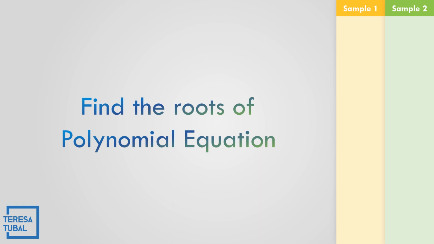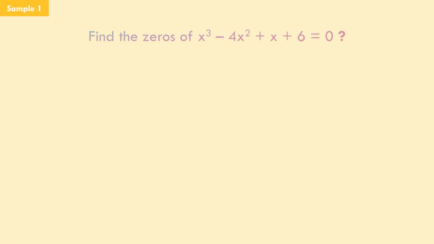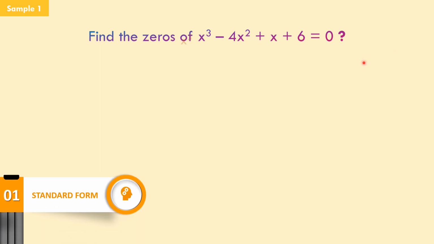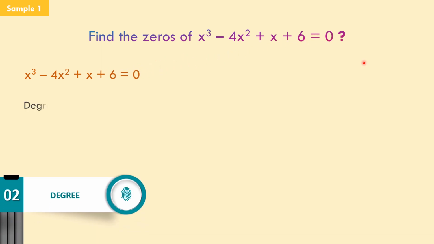Let us apply the different steps in finding the roots of a polynomial equation. Find the zeros of x cubed minus 4x squared plus x plus 6 is equal to 0. Let us rewrite into the standard form. But as you can see, it is already written in standard form. Okay, next, what is the second step? Let us identify the degree of the polynomial. The highest degree is 3.